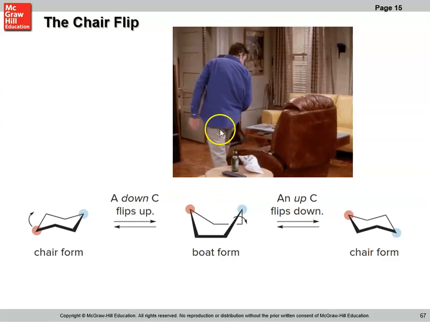In the next part of class, we will look at understanding what happens when this kind of moves. I mentioned before the boat versus the chair conformation, how that changes the orientation of these different substituent groups, and how that might change the chemistry.